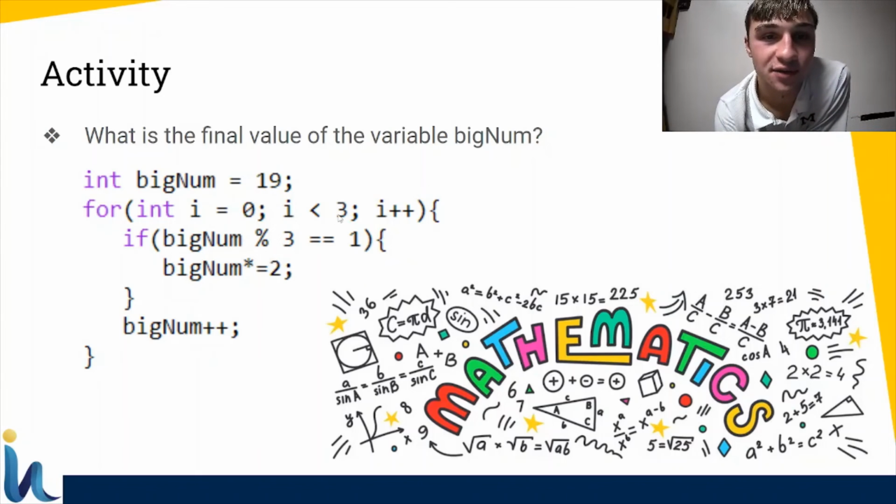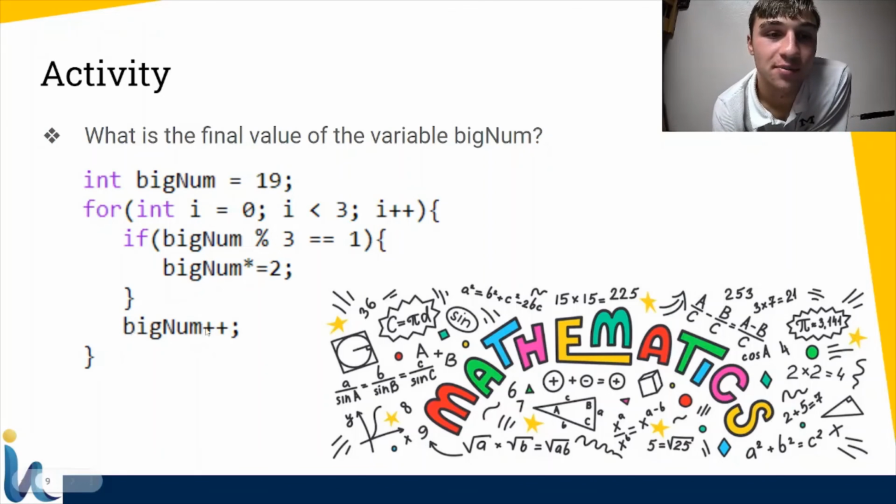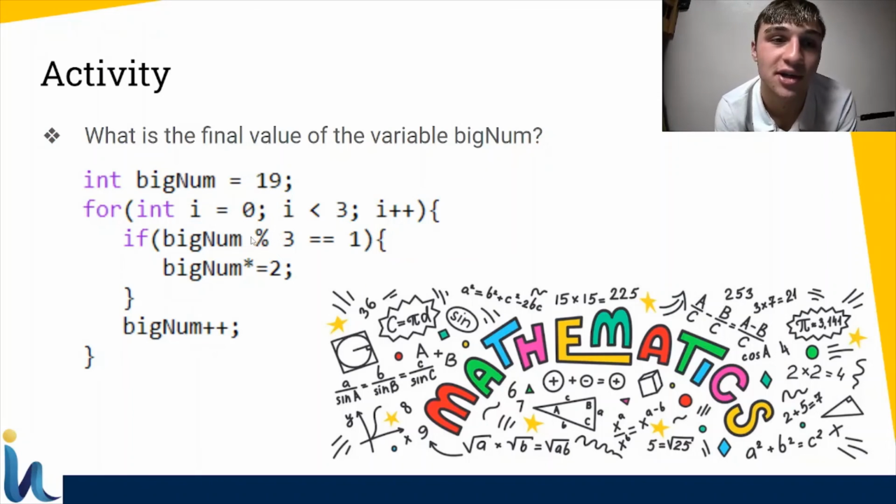Is 1 less than 3? Yes, it is. Is 39 mod 3 equal to 1? Well, no, it isn't. It's actually equal to 0. So now we go to bigNum plus plus. So bigNum now has a value of 40. And we increment i right here. So i is now equal to 2. 2 is still less than 3, so we're going to go through with the for loop one more time.